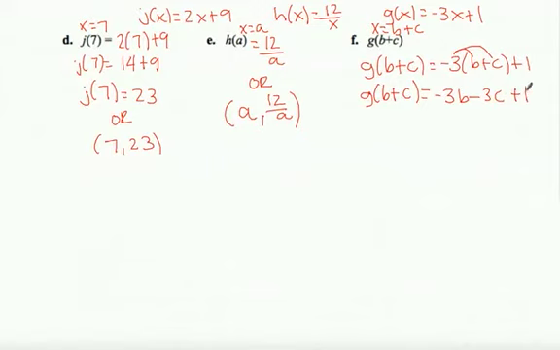Typically, I would say they would not write this answer as a coordinate as we have the other ones, just because it's kind of messy looking, but it's possible that you could see it written that way. So you would see something like b plus c as my input and -3b minus 3c plus 1 as my output.